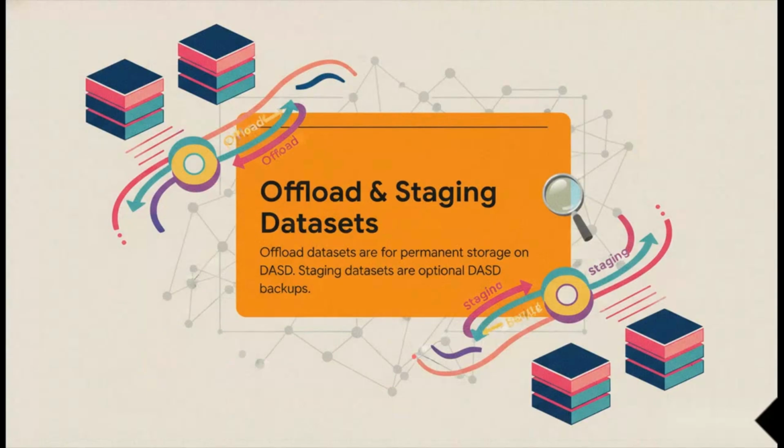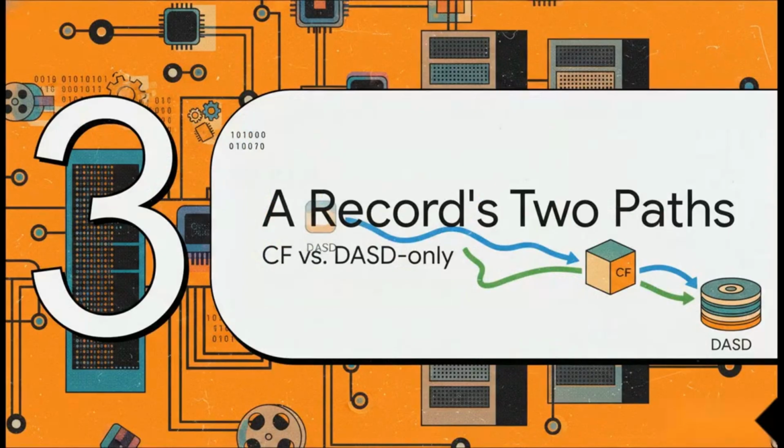But remember, the CF is just a temporary stop. For the permanent, long-term home, that log data gets moved to what we call offload data sets, which live on good old-fashioned disk, or DASD. And what if the coupling facility itself has a bad day? Well, that's where staging data sets come in. They're an optional safety net, a real-time backup on disk of whatever's in the CF. Pretty smart, right?